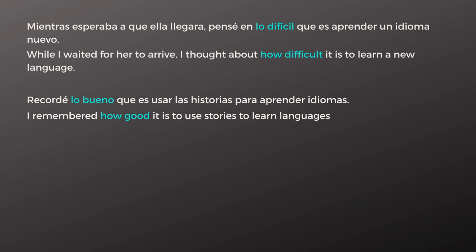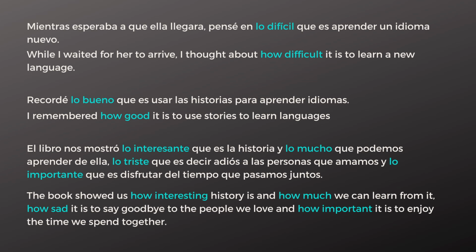Lo bueno, how good. El libro nos mostró lo interesante que es la historia y lo mucho que podemos aprender de ella, lo triste que es decir adiós a las personas que amamos y lo importante que es disfrutar del tiempo que pasamos juntos. So the book showed us how interesting history is and how much we can learn from it and how sad it is to say goodbye to the people we love and how important it is to enjoy the time we spend together. Lo interesante, how interesting, lo mucho, how much, lo triste, how sad, lo importante, how important. And there you have it.